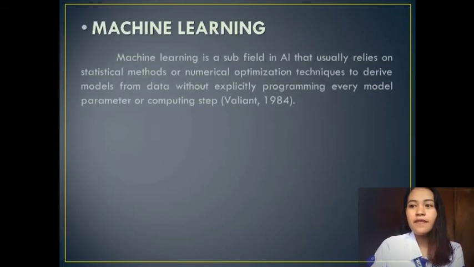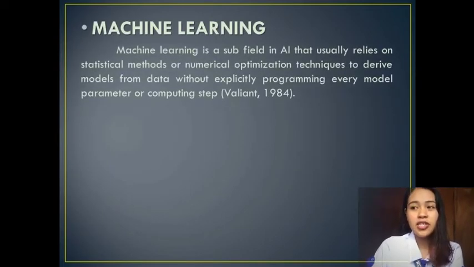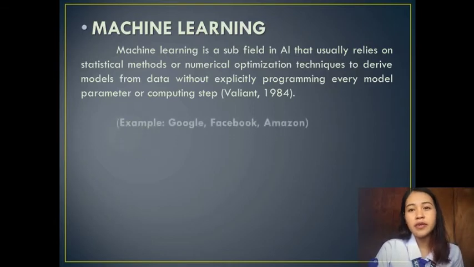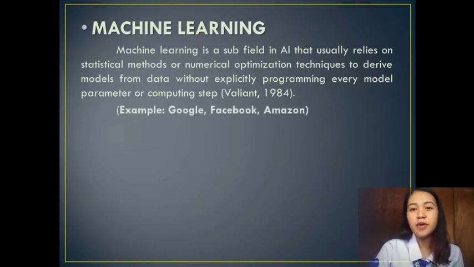Machine learning is a subfield in artificial intelligence that usually relies on statistical methods or numerical optimization techniques to derive from data without clear or detailed computer steps. One important characteristic shared by many machine learning models is the use of probability to represent the uncertainty that widely exists in real-world problems. Our example for machine learning would be Google, Facebook, or Amazon.